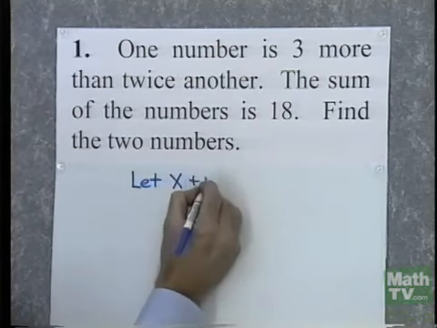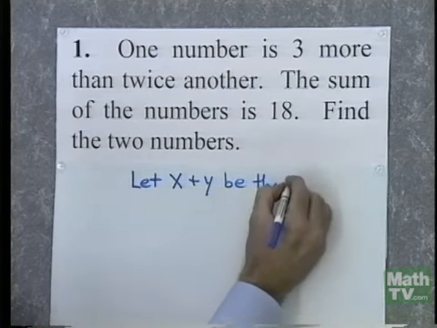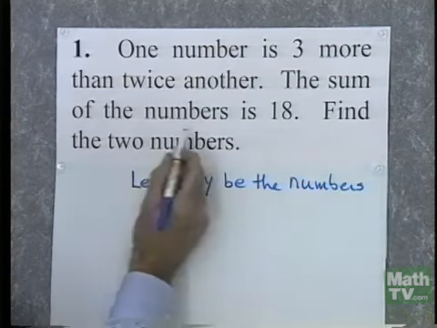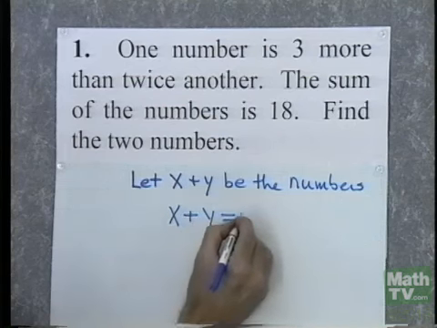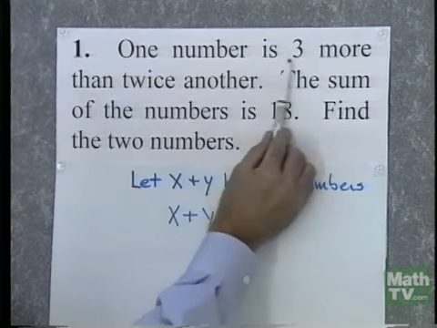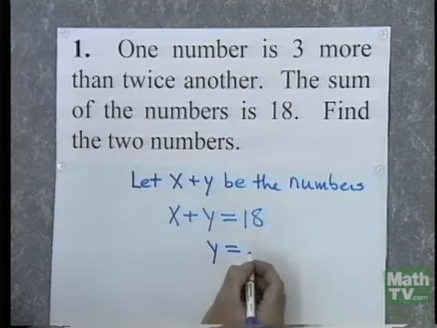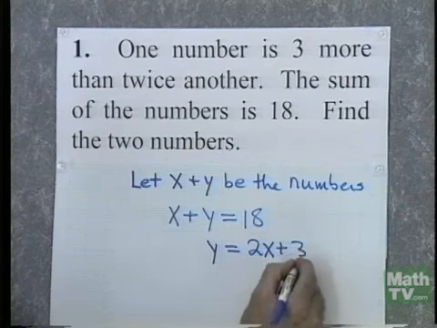Let's let x and y be the numbers. Well, first of all, their sum is 18, so x plus y is equal to 18. That's one equation in a system of equations that will together describe this situation. Now I see that one number is 3 more than twice another. Well, I'll just let y be equal to 3 more than twice the first number. So here's twice x plus 3.